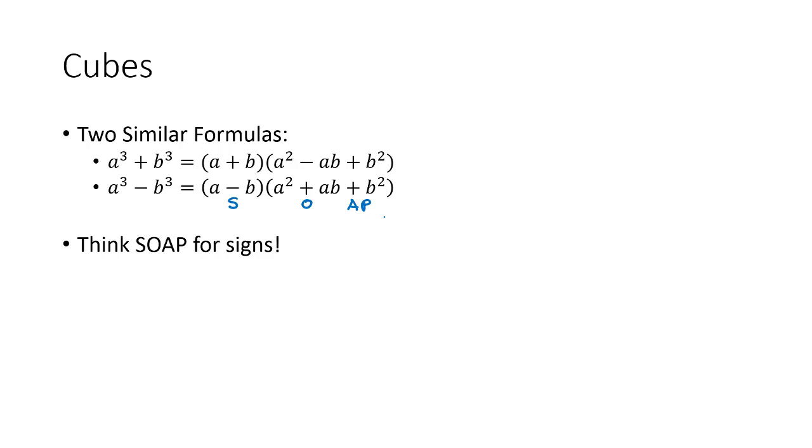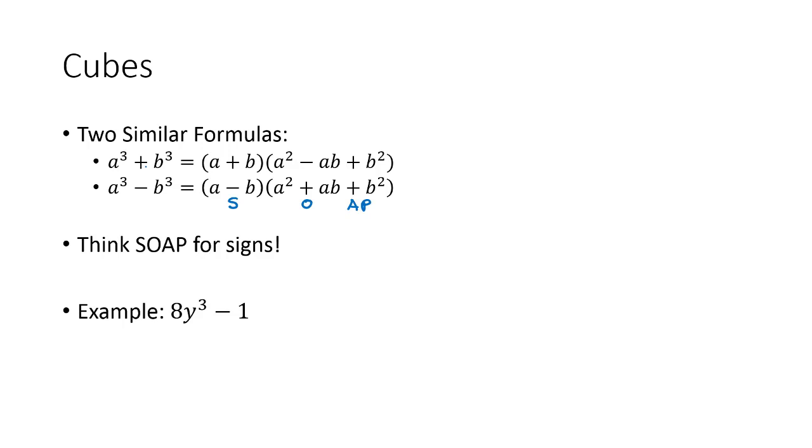It's going to be a and b in the first factor, the cube roots. The second factor is a squared, an ab in the middle, and a b squared. As for the signs, the S stands for the same sign as the problem. So if the problem had a minus, the same sign is a minus. If the problem had a plus, the same sign is a plus. O stands for opposite. So plus is the opposite of minus, and minus is the opposite of plus. And the last one, AP, is always positive. So same sign, opposite sign, always positive or always plus. Helps you keep those signs in order.